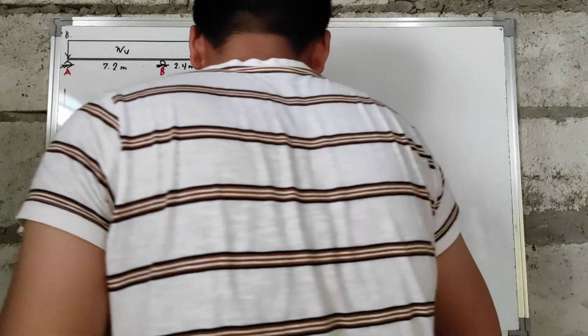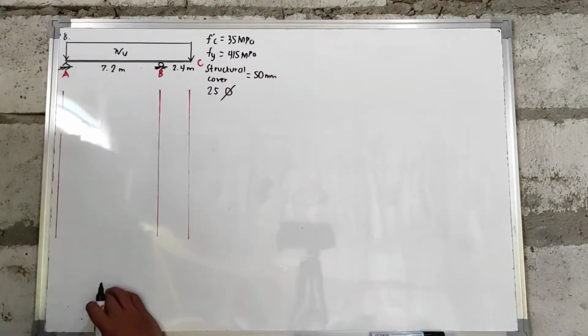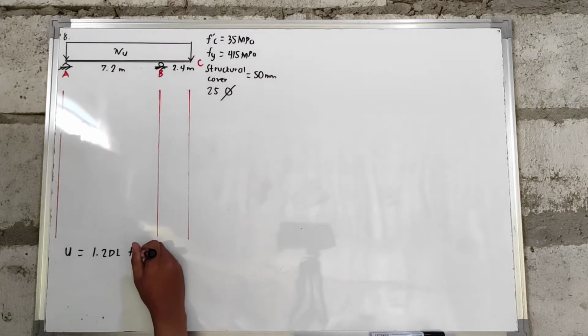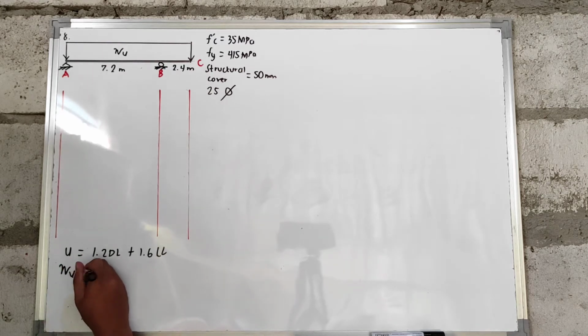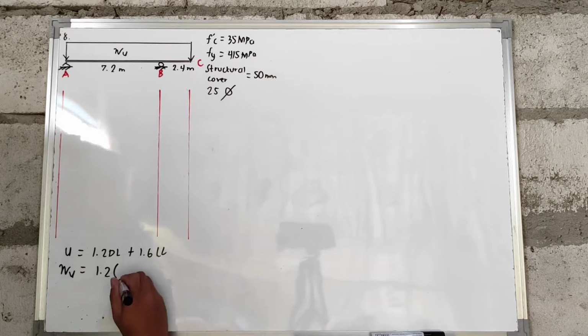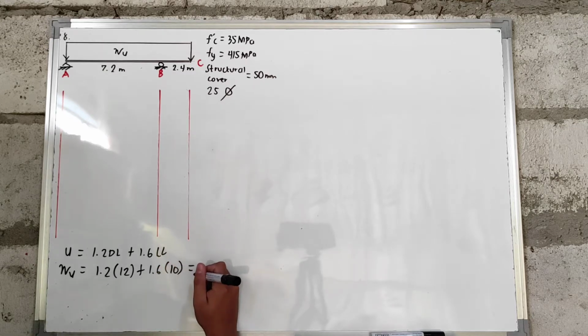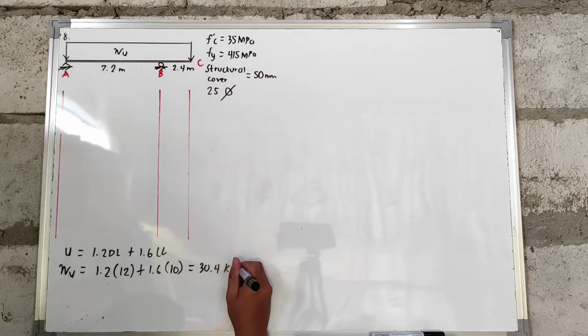So with that, sa pagkuha ng loads natin, using NSCP 2015, that is ultimate is equals to 1.2 dead load plus 1.6 live load. So para makuha natin yung uniformly distributed load natin na ultimate, we have 1.2, yung given na uniformly distributed load in dead load, that is 12 kN, plus 1.6 sa live load naman, yung given, that is equal to 10 kN per meter. So you have a total uniformly distributed load na 30.4 kN per meter. So ito na ngayon yung factored load natin.